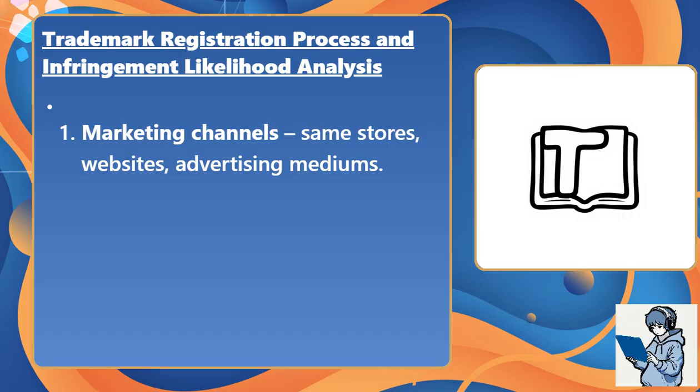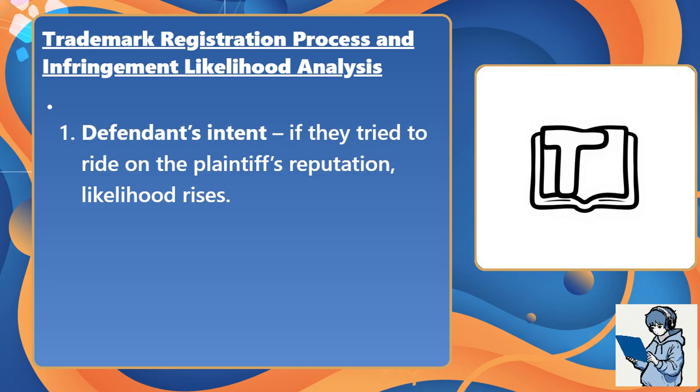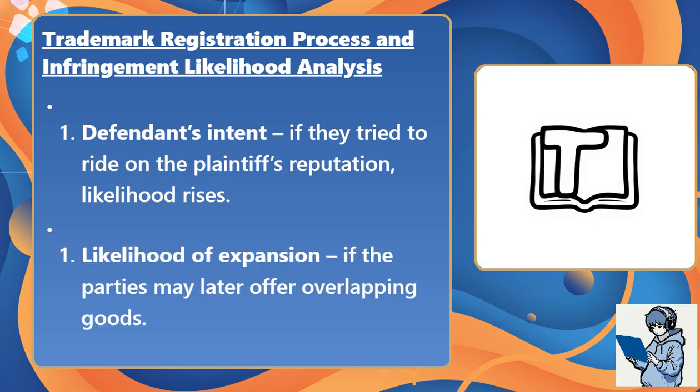Marketing channels: same stores, websites, advertising mediums. Purchaser sophistication: expensive, high-involvement purchases lower confusion risk. Defendant's intent: if they tried to ride on the plaintiff's reputation, likelihood rises. Likelihood of expansion: if the parties may later offer overlapping goods.